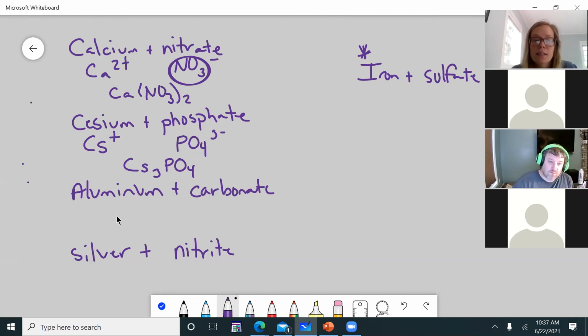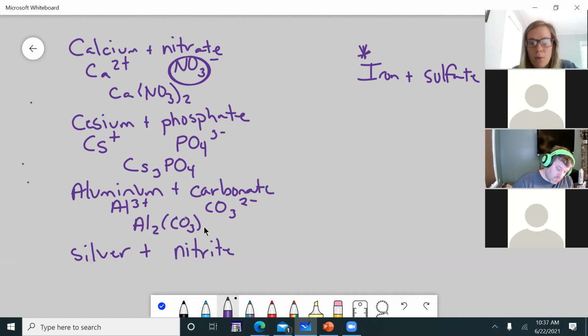Aluminum carbonate. Aluminum is Al with a 3+ charge. Carbonate is CO3 with a 2- charge. We're going to flip-flop. Aluminum gets the 2, so Al2. Carbonate gets the 3. CO3 in parentheses 3. This kind of throws people off when they see the 3 and the 3 together. They're like, 3 and 3, oh, can you have that? You can totally have that, yeah.